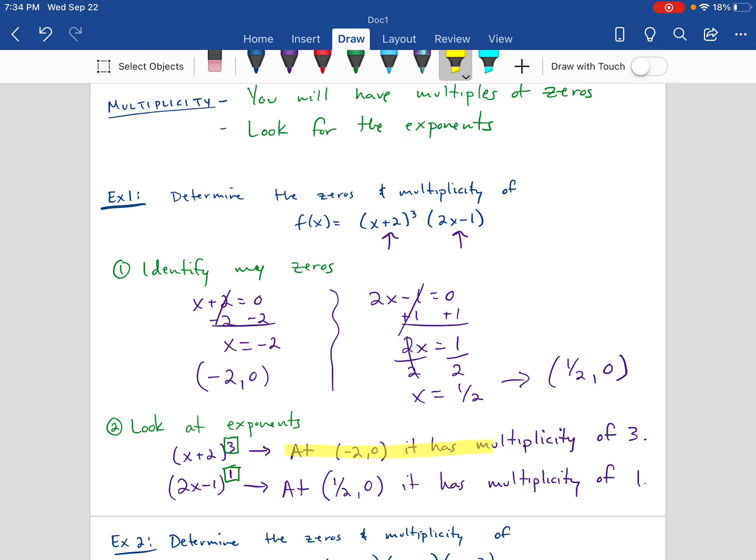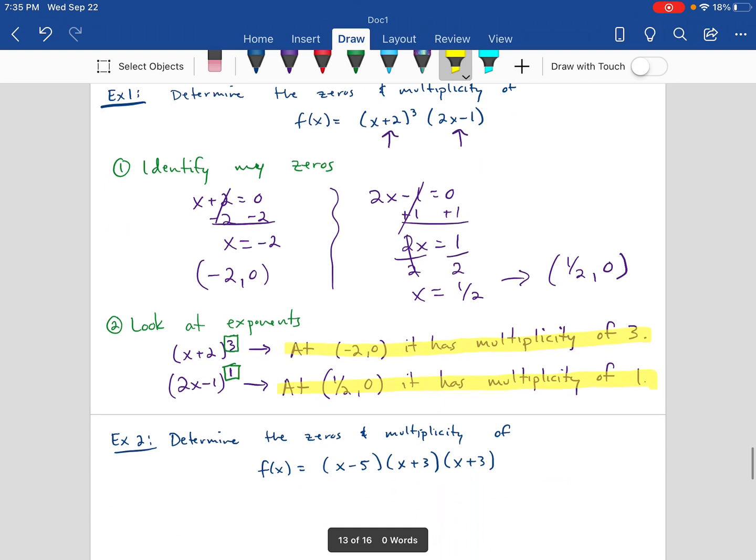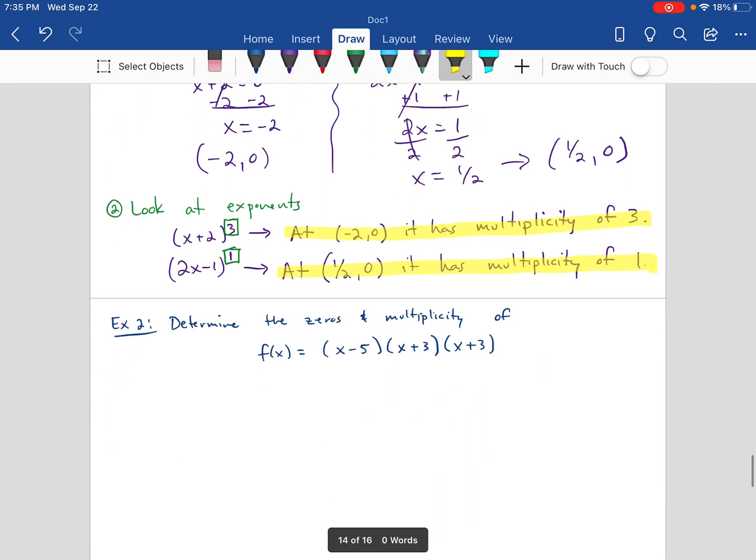So my final answer is that at (negative 2, 0), it has multiplicity of 3. At (1/2, 0), it has multiplicity of 1. And that's it. So instead of graphing it now, we are actually looking for the multiplicity and the zeros. Okay, so let's go ahead and do this again.